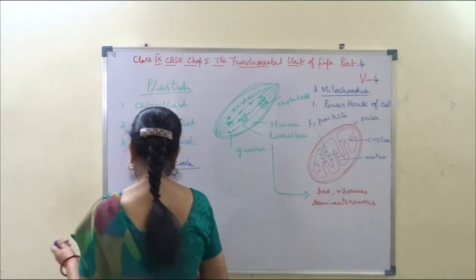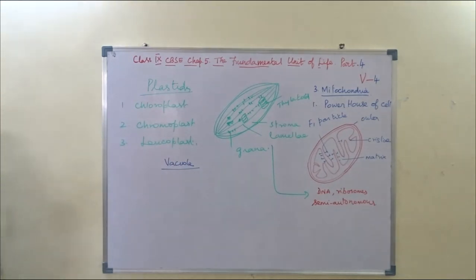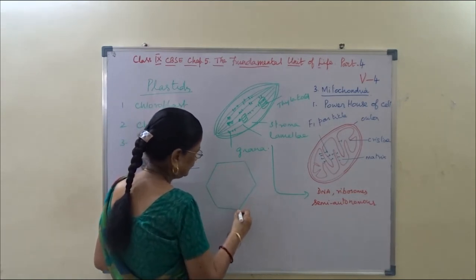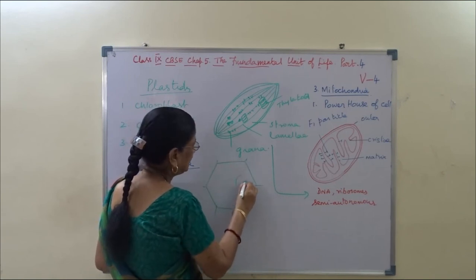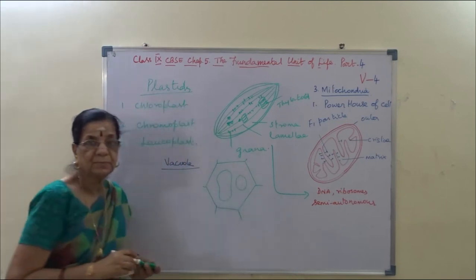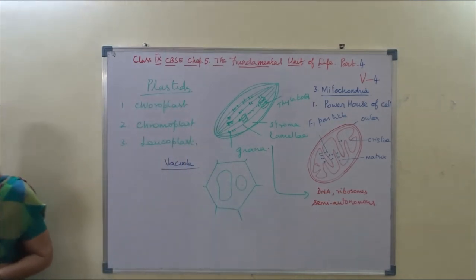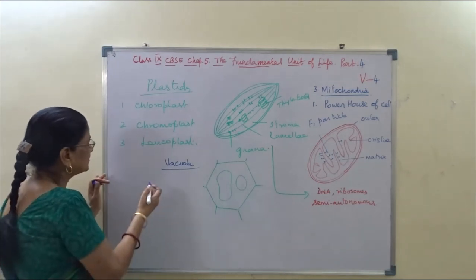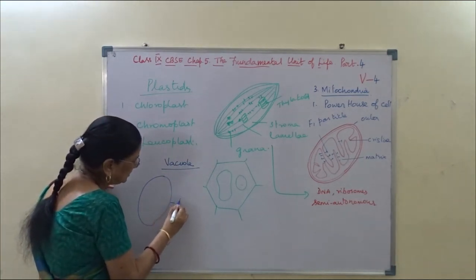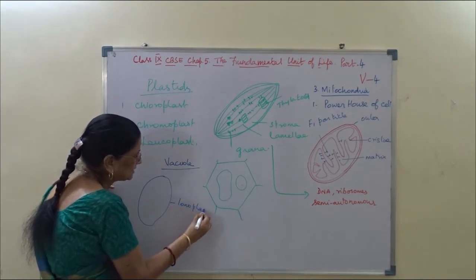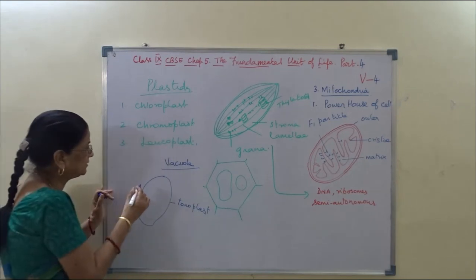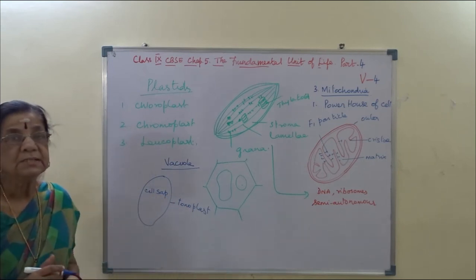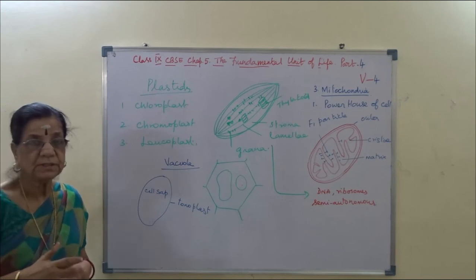Now the structure of vacuole. Normally, when we say this is a plant cell, the nucleus will be here and a large vacuole is present in the center. This presence of a large vacuole is the characteristic feature of plant cell. The outer layer of the vacuole is known as tonoplast. And inside that, it is not empty, it is rich with nutrients, that is called cell sap. This is the nature of the vacuole, right?